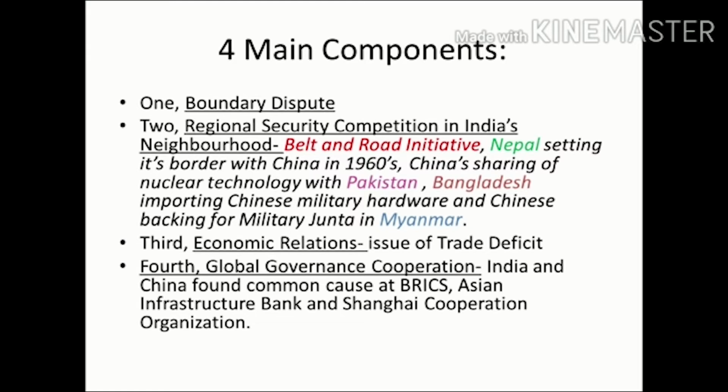Third is economic relation, where we talk about the widening trade deficit between the two countries, which is not in favor of India. Fourth, global governance cooperation. Now, both China and India found common cause at BRICS, that is a grouping of Brazil, Russia, India, China, and South Africa, and also Asian Infrastructure Investment Bank and Shanghai Cooperation Organization.